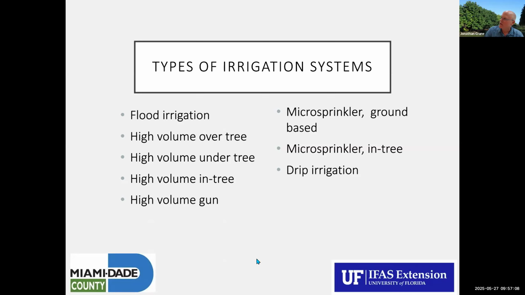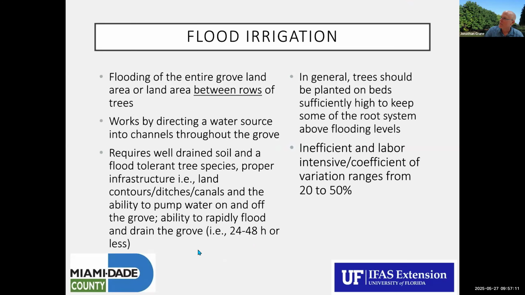and the type of system that's needed for your soil type and plant type. So flood irrigation, this is not very common anymore. It's where either the entire grove or the land between the rows, between the beds of trees, is filled with water, and then it moves into the soil profile, and then it's drained off. It requires well-drained soil and generally flood-tolerant species. You want to have all the infrastructure: land contouring, ditches, canals. You need water pumps to move the water on and off the land and rapidly drain, right?